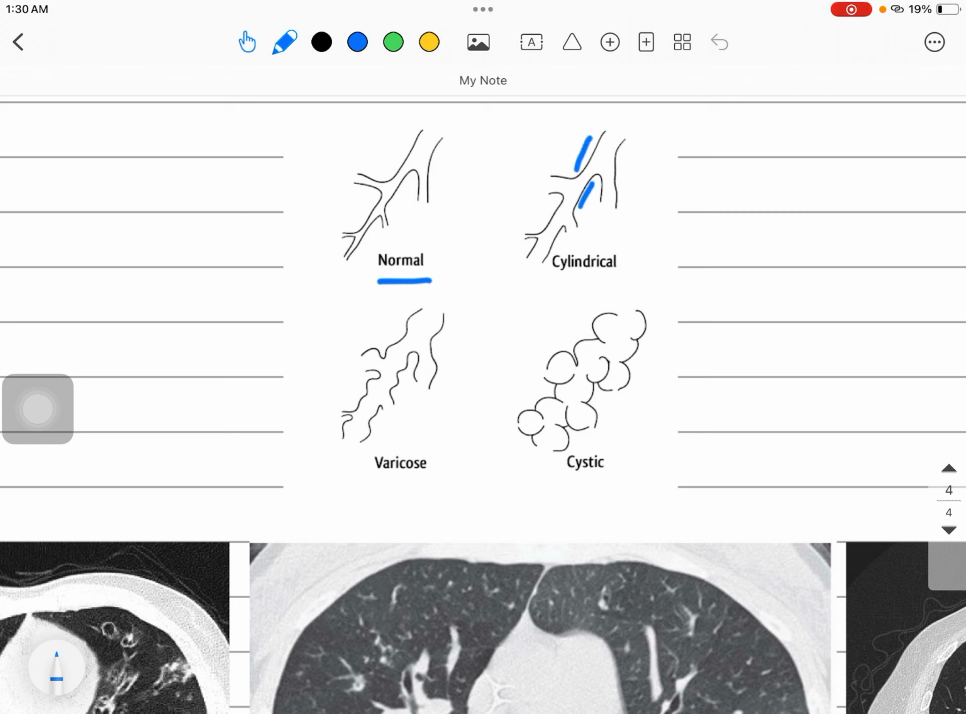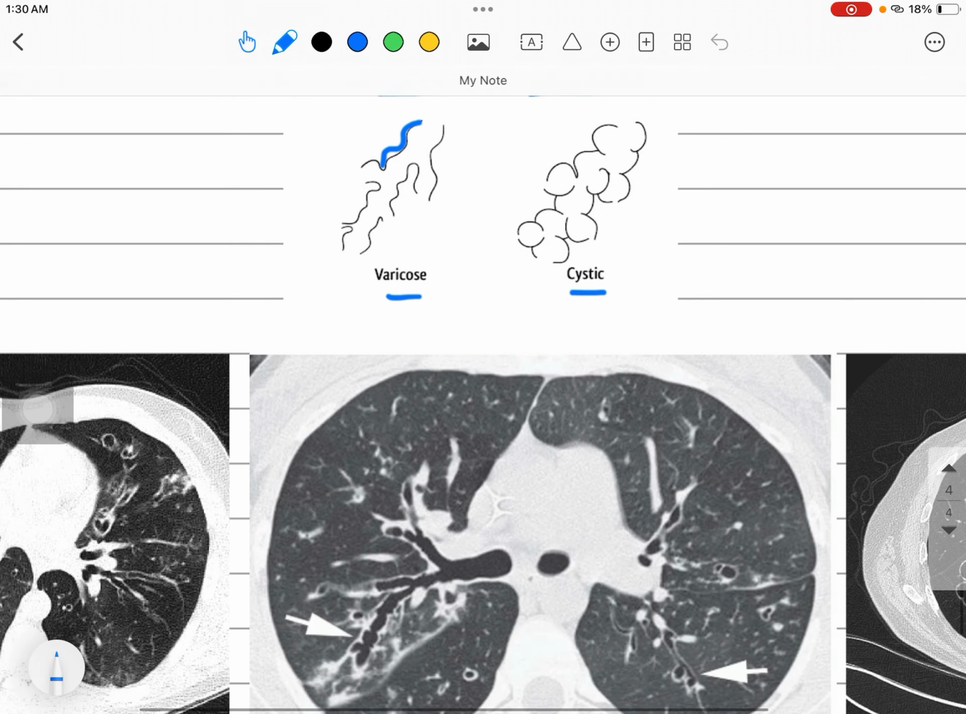If they are present in a uniform caliber pattern, then this is the cylindrical bronchiectasis. If the airways have a beaded appearance like this, or outpouching of the airways like this, then this is the varicose. And if they have a sac-shaped or cyst-shaped airway or bronchus, in that case it is called the cystic bronchiectasis.